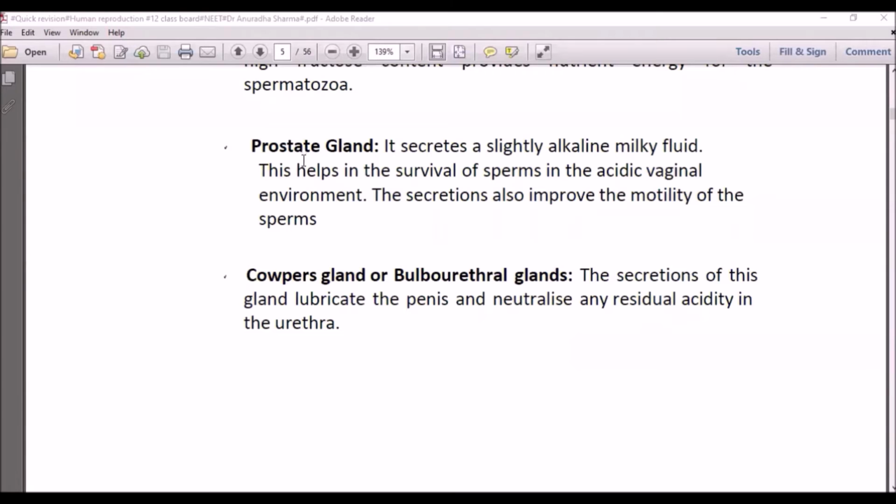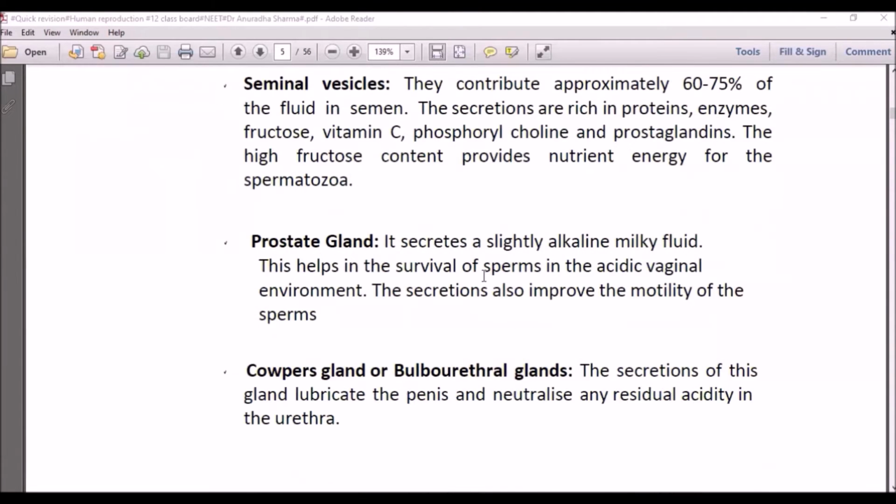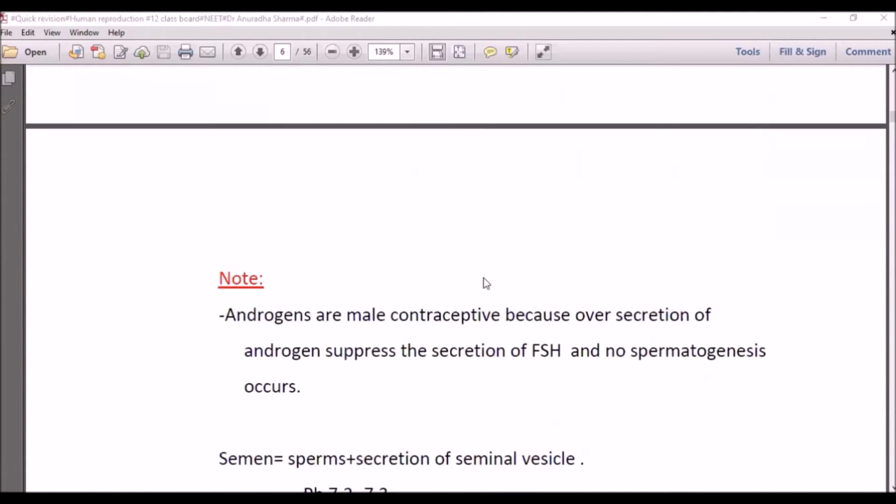Now third is Cowper's gland or bulbourethral gland. Now we know that the secretion of this gland lubricates the penis and it also neutralizes any residual acidity in the urethra. So this is the function of Cowper's or bulbourethral gland. So these are the three glands which are present in the male reproductive system.